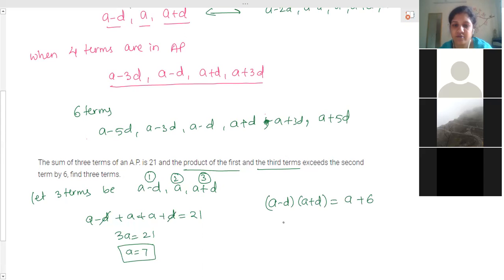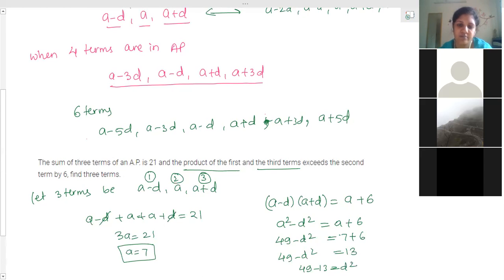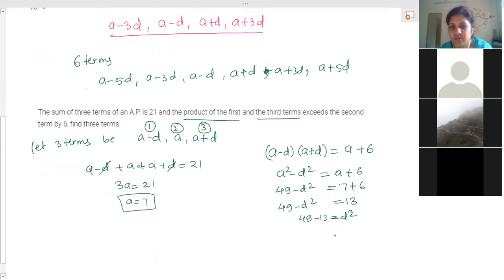Now can you solve? First it is simplification. A square minus D square is equal to A plus 6. Now substitute the value of A as 7 square, which is 49, minus D square is equal to 7 plus 6, that is 13. So 49 minus 13 is equal to D square. 49 minus 13 is 36, which is equal to D square.